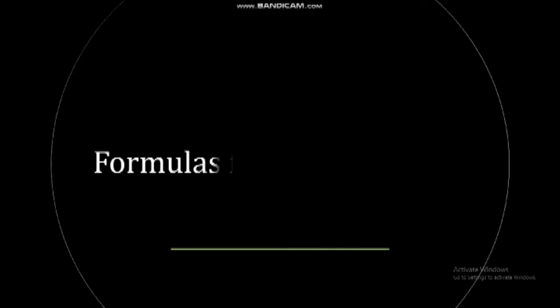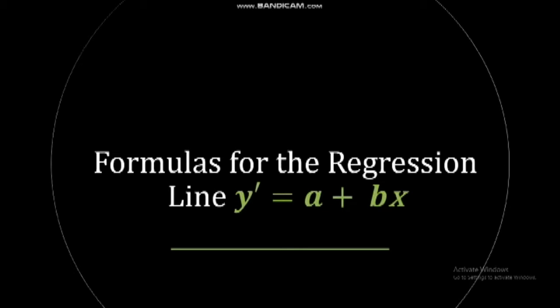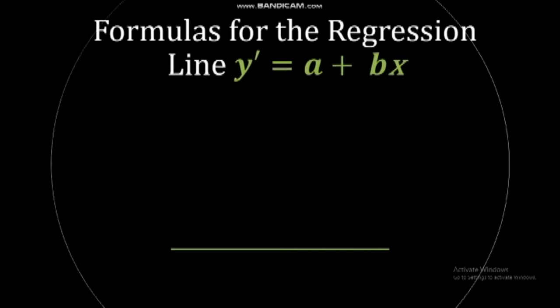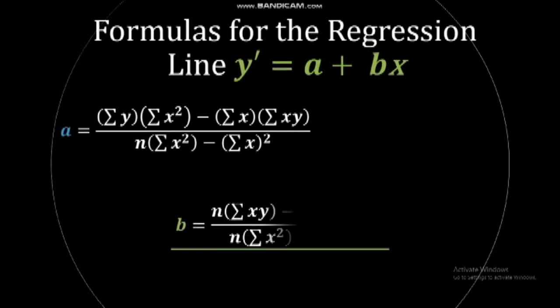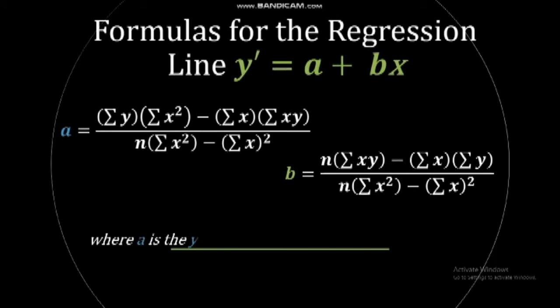So now let's proceed to the formulas for the regression line y' = a + bx. a is equal to the summation of y multiplied by the summation of x squared, minus the summation of x multiplied by the summation of xy, all over n multiplied by the summation of x squared minus the summation of x quantity squared. b is equal to n multiplied by the summation of xy minus the summation of x multiplied by the summation of y, all over n multiplied by the summation of x squared minus the summation of x quantity squared. Where a is the y' intercept and b is the slope of the line.